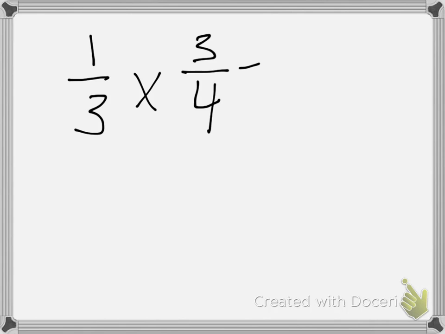Okay, now let me show that numerically. 1/3 of 3/4. We can just multiply straight across. 1 times 3 is 3. 3 times 4 is 12. So there we just did it numerically and got the same answer.